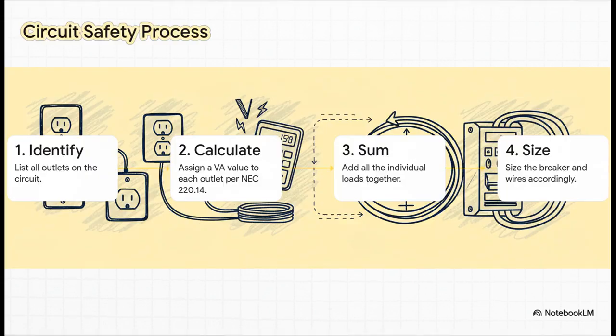Simple as that. So let's just boil this all down to a super simple 4-step process for safety. Step 1, identify every single outlet on the circuit. Step 2, calculate each outlet's load using the rules we just covered. Step 3, sum them all up. And step 4, use that grand total to correctly size your circuit breaker and your wires. That's it. That is the fundamental path to a safe, code-compliant installation every time.